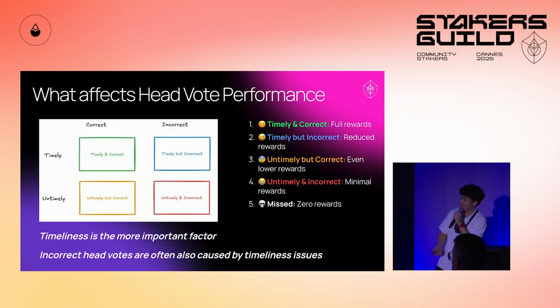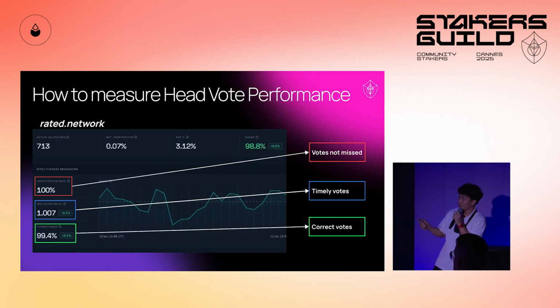Okay, so then how do we measure head vote performance? You can go onto Rated Network, you key in your validator ID or your validator public key, and you can see 3 main scores here. Your participation rate, which is basically the votes that you did not miss. Inclusion delay, which measures timeliness. Correctness, which measures correctness. All right? And the Rated score is an aggregation of these 3 metrics.